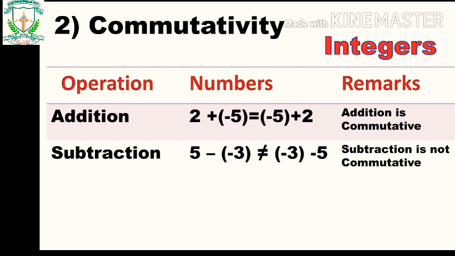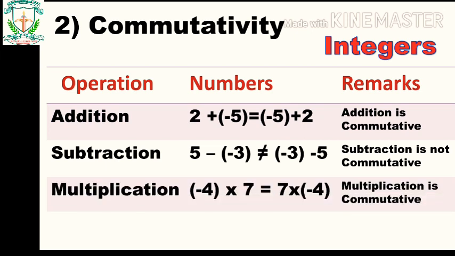In case of subtraction, we find that 5 minus of -3, is it equal to -3 minus 5? Here you can observe that minus into minus, it becomes plus. So 5 plus 3 is equal to 8, and -3 minus 5 is equal to -8. Here we find that LHS is 8 and RHS is -8. So LHS is not equal to RHS. So we can say that commutative property is not true for subtraction, or we can say subtraction is not commutative.